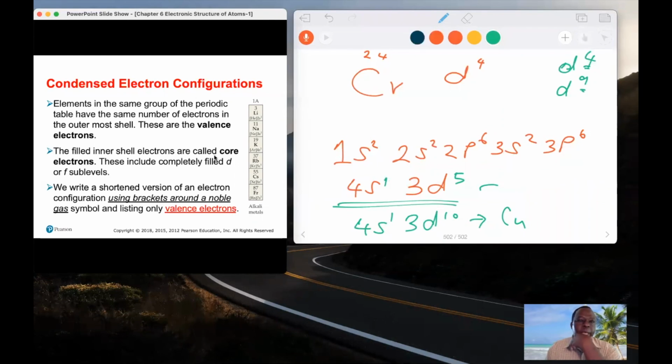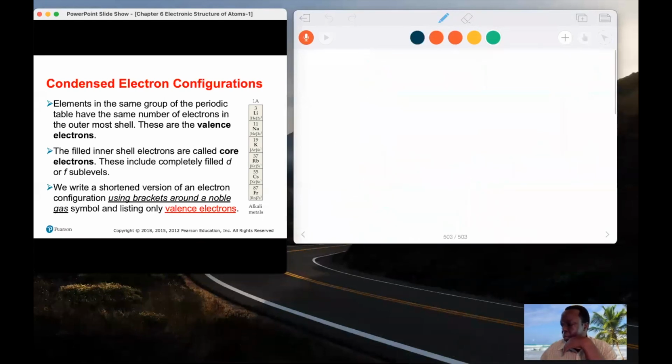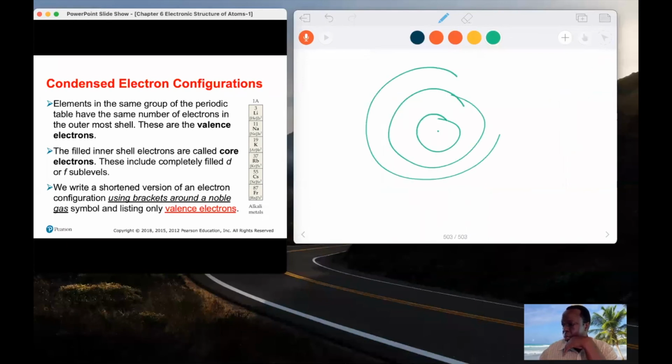There are terms here which I want us to carry forward. When we talk about the valence shell, that is the outermost shell, we call the outermost shell the valence shell.